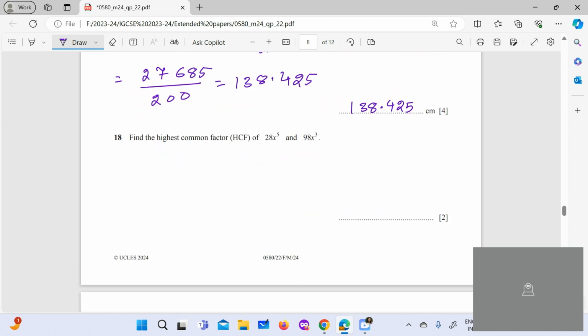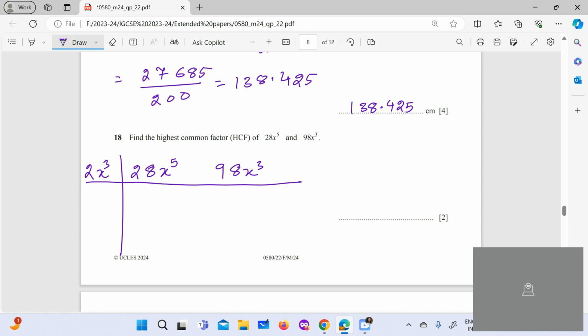Now come to the next question. Find the highest common factor, HCF, of 28x to the power of 5 and 98x to the power of 3. Okay, so this is also one easy thing. So 28x to the power of 5, let me write it this way, 98x to the power of 3. Both are even numbers, so definitely 2 is one of the factors, and here you have x to the power of 5 and here we have x to the power of 3. So take the smaller power, so we will write here x to the power of 3.